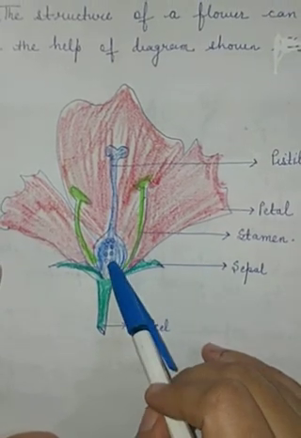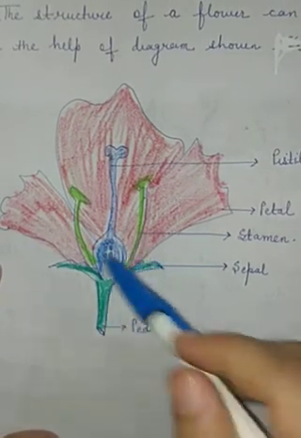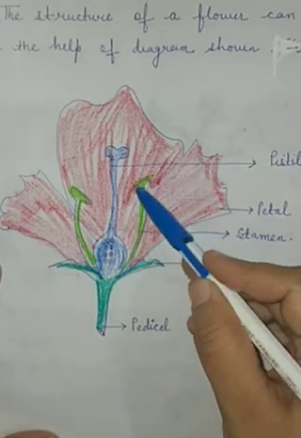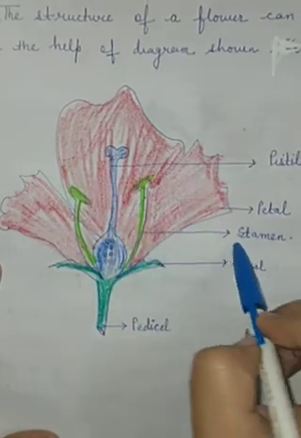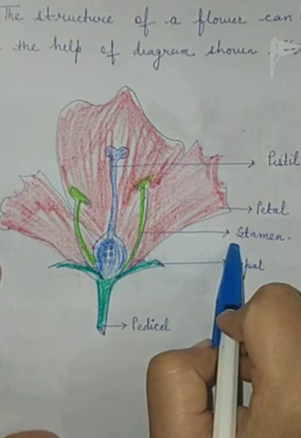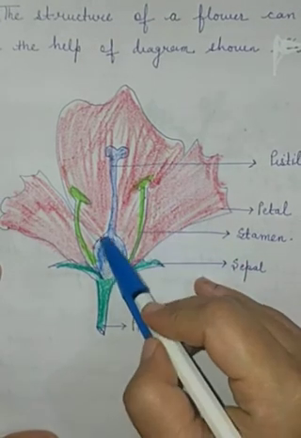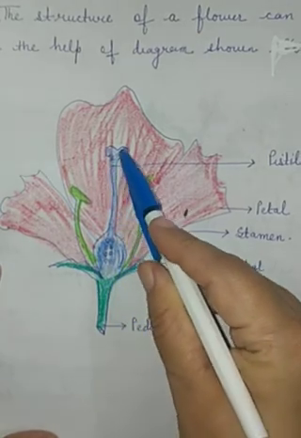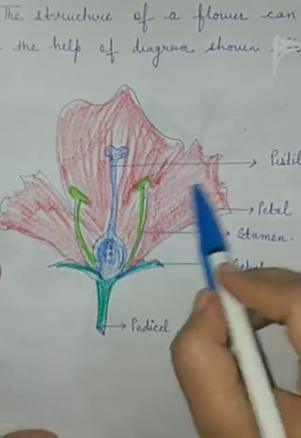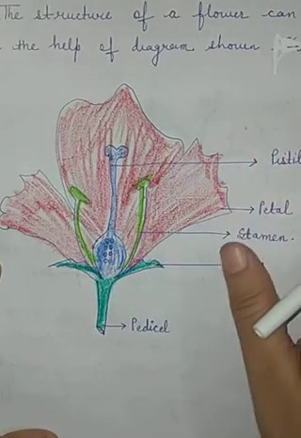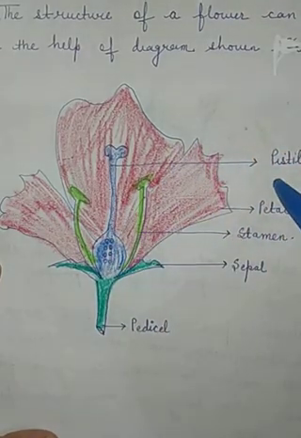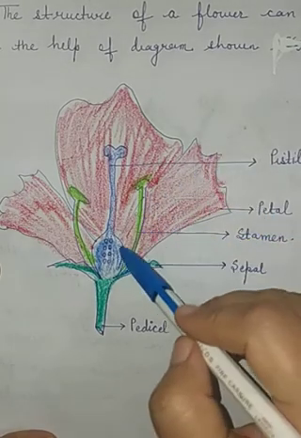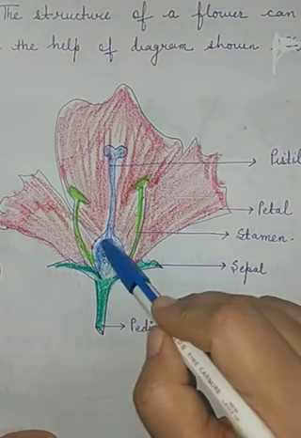What are stamen and pistil? First, coming to the stamen, this green color structure which I have made is the stamen, and the stamen is the male part of the flower. Now this flask-shaped structure in blue color which I have drawn is the pistil, and the pistil is basically the female part of the flower where reproduction takes place. And in the pistil there are small ovules.